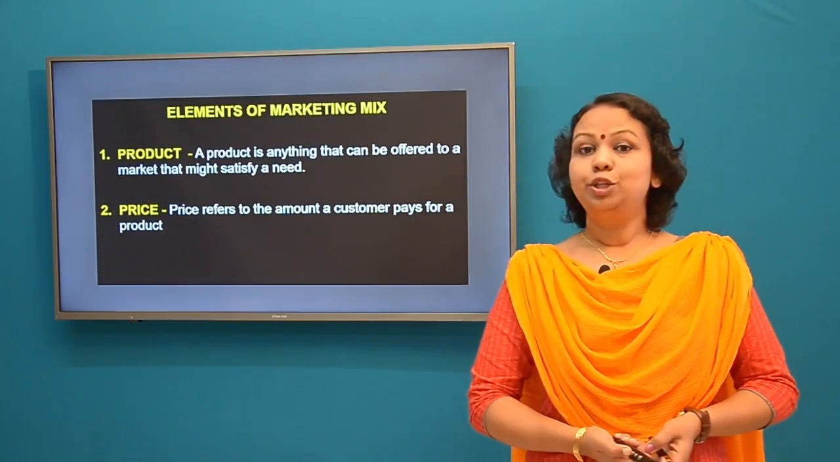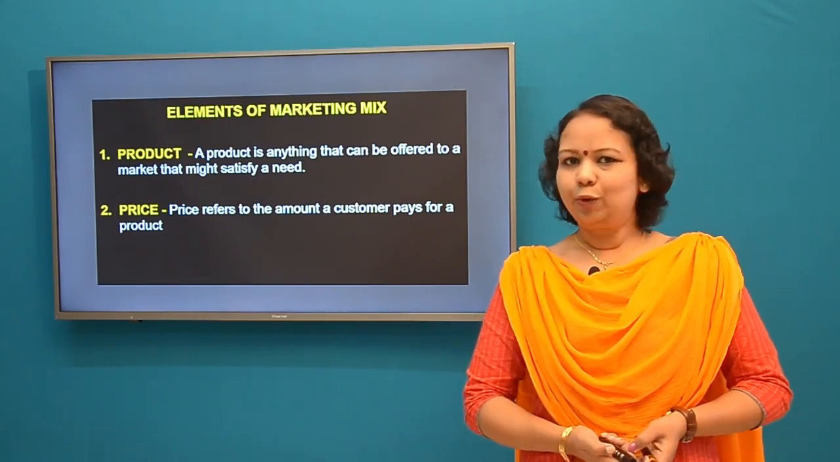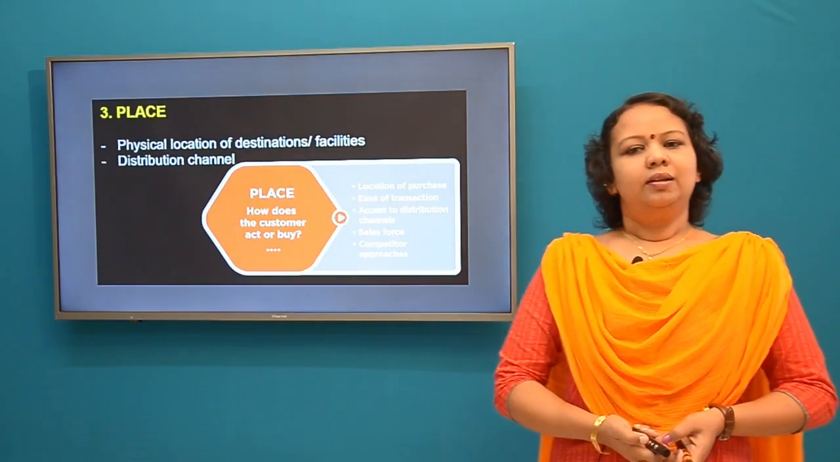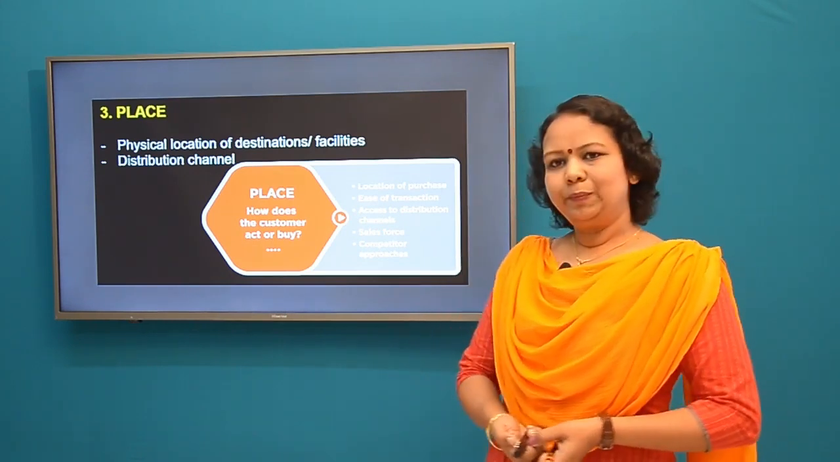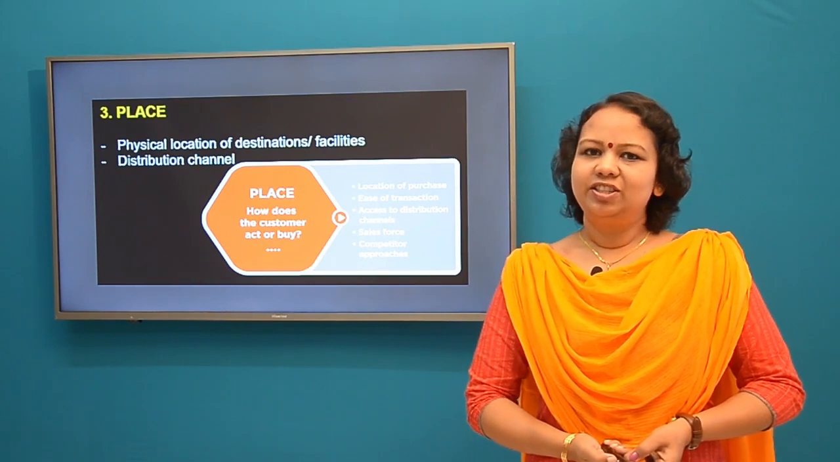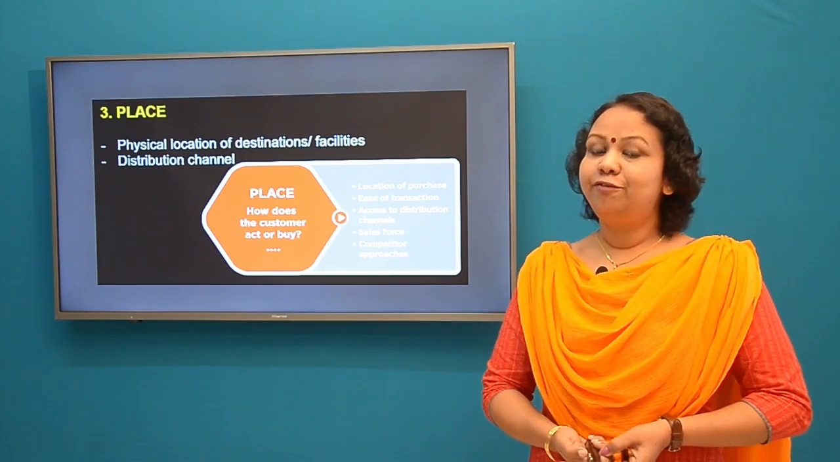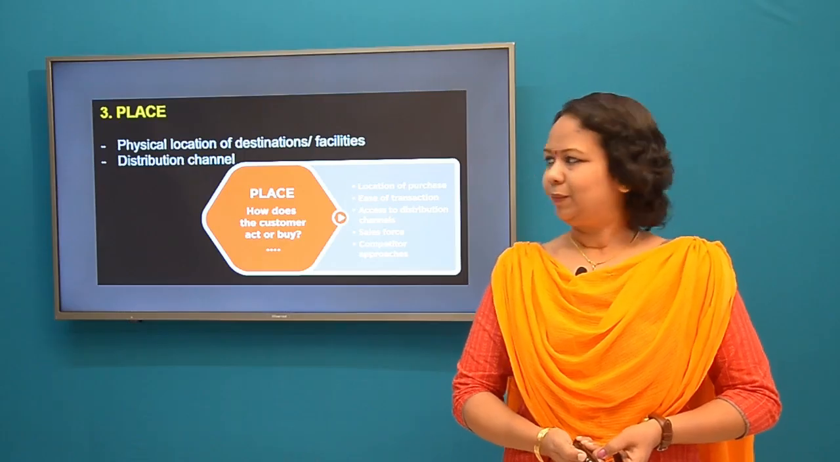So, we discussed two elements of marketing mix, which are product and price. I hope you know that by now. Now, the third element of marketing mix is place. Place is considered in two aspects. The first one is the actual physical location of a destination or the physical location of a facility. The second consideration is the distribution channel. Let us see that in detail.